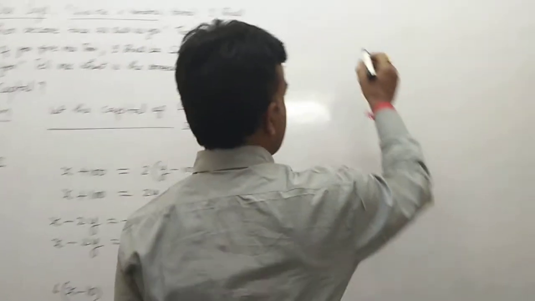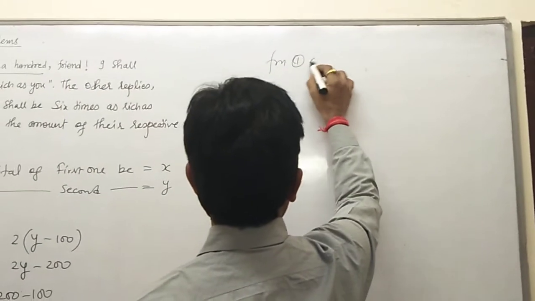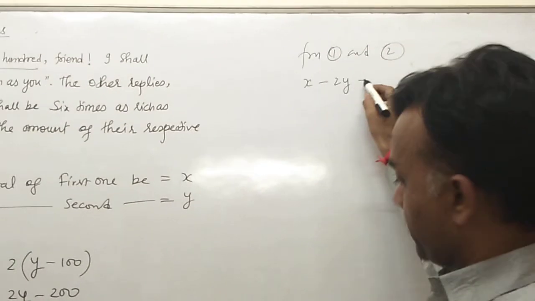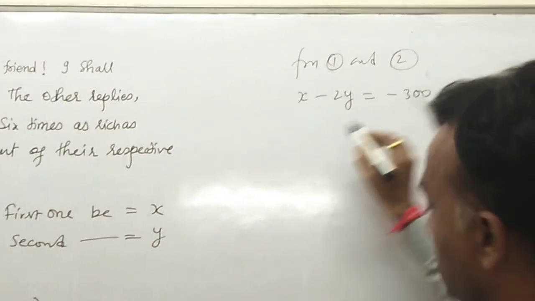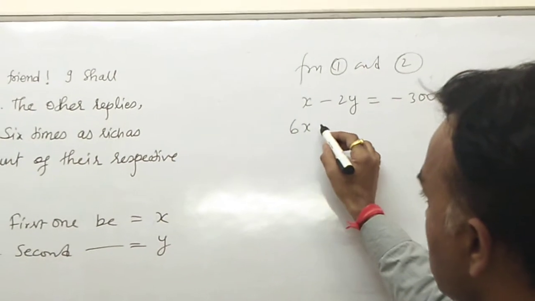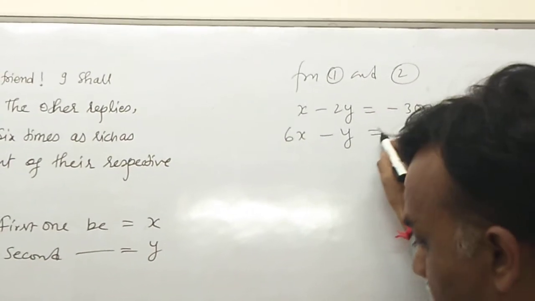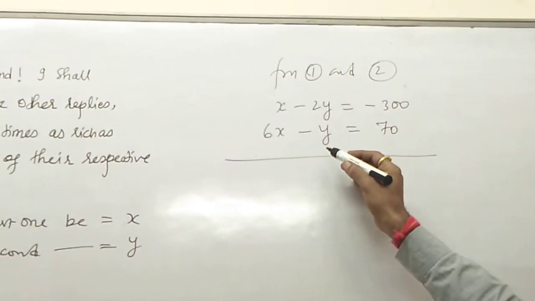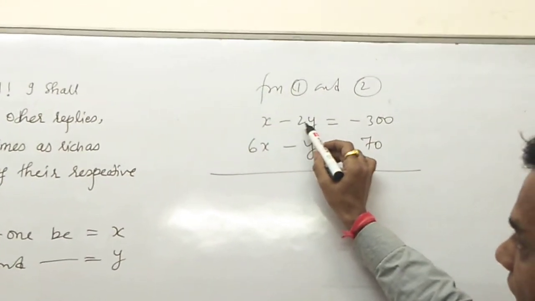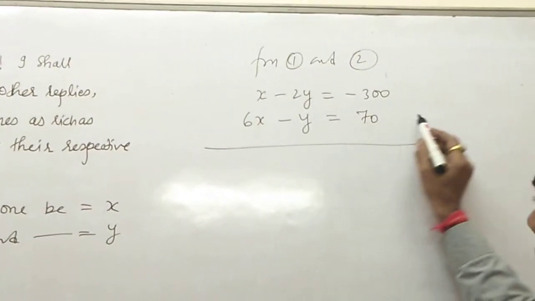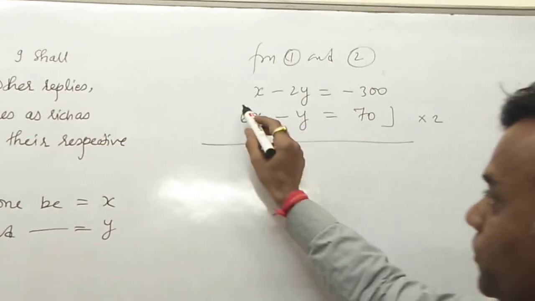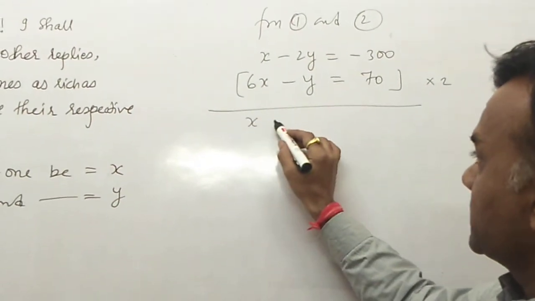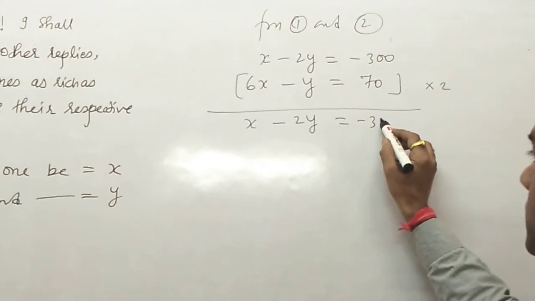So from the first and second, the first equation is x minus 2y equal to minus 300, and here you have 6x minus y equal to 70. Okay, now again you apply the elimination method. In y you have 2 here, and here y is alone, so multiply by 2 in this equation, then the coefficients of y are made the same. So your first equation you write down as it is, no change.